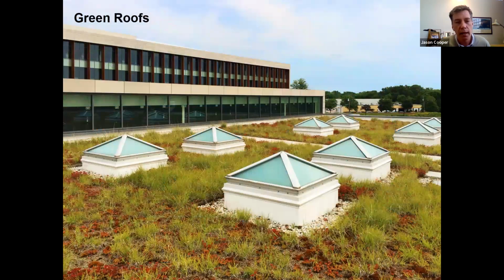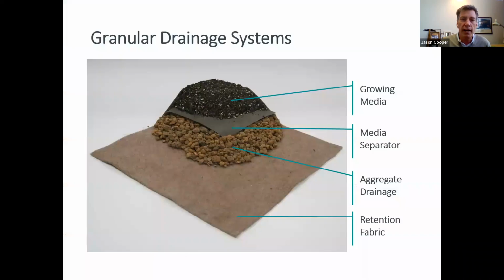Another system that MMSD encourages are green roofs, and green roofs are fantastic. They really reduce the runoff rates off of building roofs. They have other benefits such as reductions of solar heat gain, which can help alleviate the urban heat island effect that we get in our urban areas. They're generally not used for large storage of rainwater. They're relatively thin in profile.